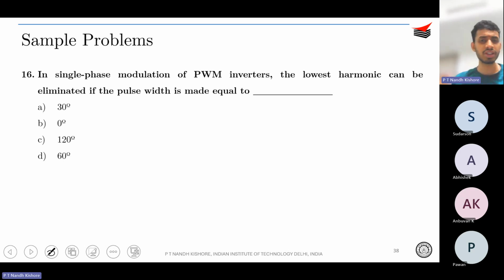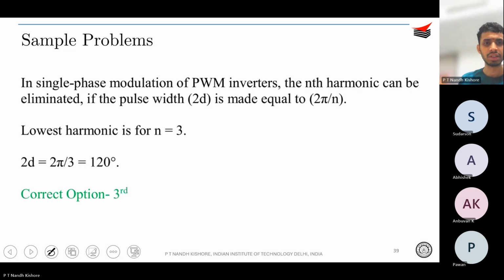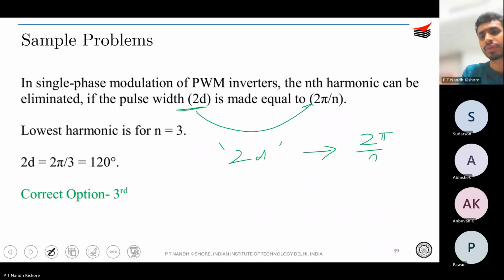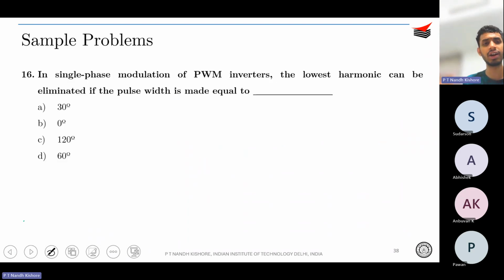In single phase modulation of PWM inverters, the lowest harmonic can be eliminated if the pulse width is equal to dash. Okay, so I guess you have studied about this already, but your pulse width needs to be equal to 2 pi by n. Pulse width we denote as 2d, right? That should be made equal to 2 pi by n. Okay, so that's the idea.